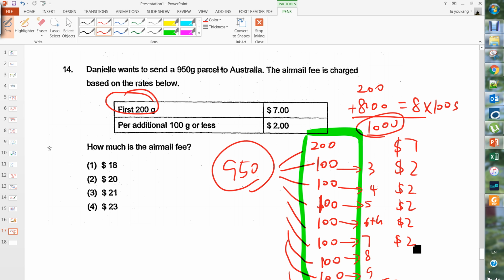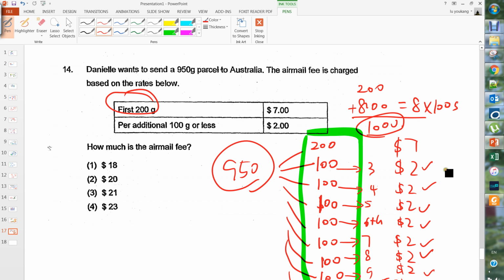But you must align, okay? Because if you don't align, you miss one, then it's wrong already. So now I count 3, 4, 5, 6, 7, 8, 9. The last 50. Okay? So now start to count lor.